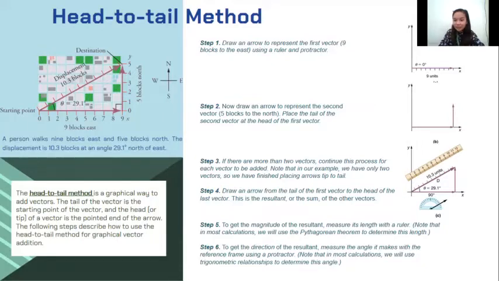So to get the direction of the resultant, measure the angle it makes with the reference frame using a protractor. So in this case, si protractor, ipi-place nyo dapat siya along with the x-axis. Okay. Tapos yung angle na na-make ni resultant vector, that is now your direction. So yung angle niyo, it is enough to indicate the direction of your vector. Tapos yung magnitude ninyo, masasolve ninyo siya by using a ruler.